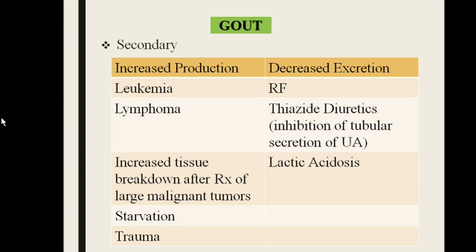There's another condition called lactic acidosis, which we have already discussed in carbohydrate metabolism. Why does a patient with lactic acidosis also develop hyperuricemia? Because lactic acid and uric acid are always competitors for their excretion. Whenever there is an increased lactic acid production, the uric acid competes with it, but the lactic acid escapes into the urine, while the uric acid is retained, resulting in hyperuricemia.